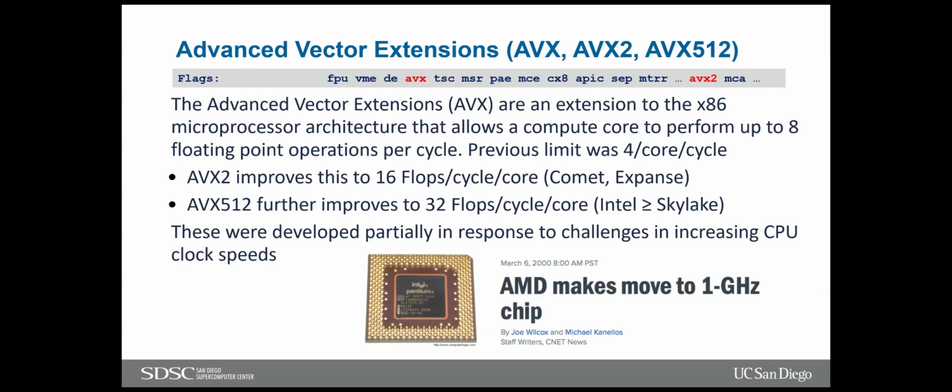So these instruction sets, they're additional instructions that can increase the performance when the same operations are performed on multiple data objects. So the AVX extensions can increase the floating point operations from 4 to 8. If you use AVX2, you can go from 8 to 16. And if you go to AVX512, you can go all the way up to 32.